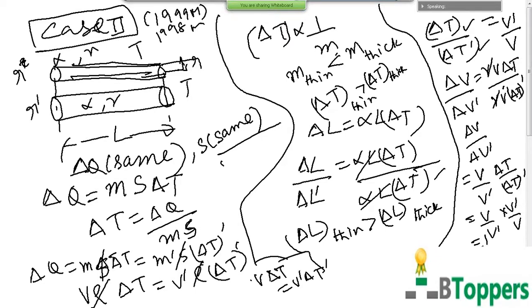So this you get 1. That means the ratio of the increase in volume of the first rod to the increase in volume of the second rod is 1. That means the increase in volume of the second rod is the same as the increase in volume of the first rod.